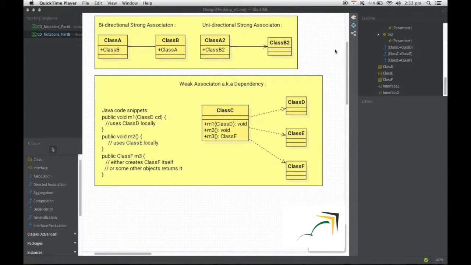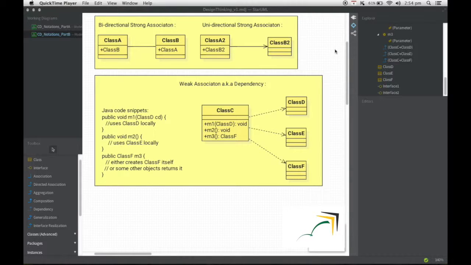So in this particular video, we talked about association. There are two variants, so to speak, strong association and weak association. Strong association itself could be bidirectional or unidirectional, but the scope of the dependent object is always at a member variable level or an instance level. Whereas in a weak association, the scope of the dependent object is always limited to a given method, and hence it's called a weak association, or the other name used for it is dependency. I hope these examples have been clear.